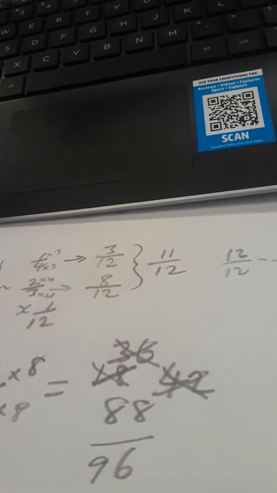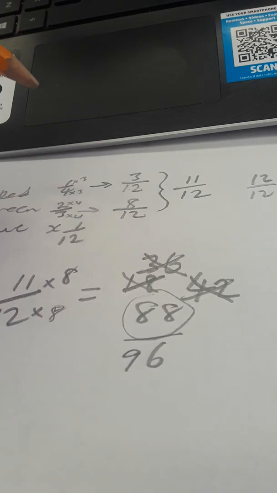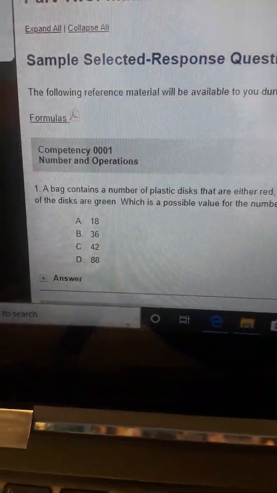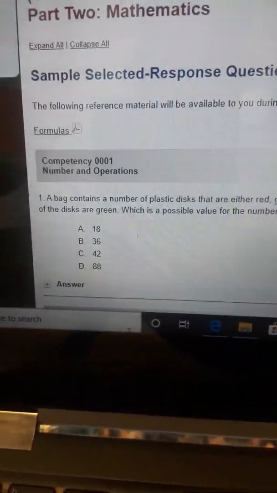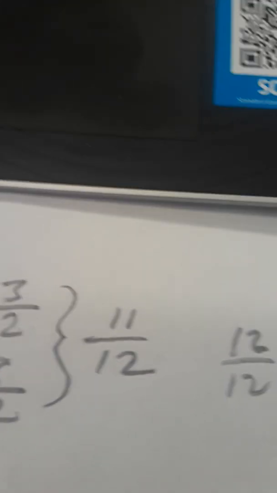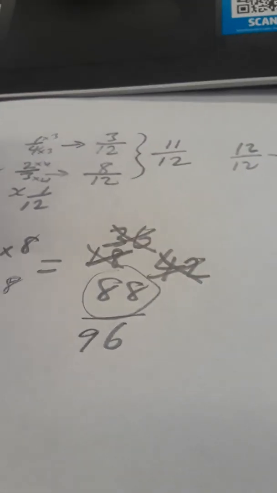Let's see if that makes sense. That will equal a whole. So our answer is 88. We know that already. Now, by inspection, viewers, we already know that the answer is 88, because if we know the fraction is 11 over 12, the only number that can go into 11 here without a remainder is 88. Okay? But let's do some self-check.